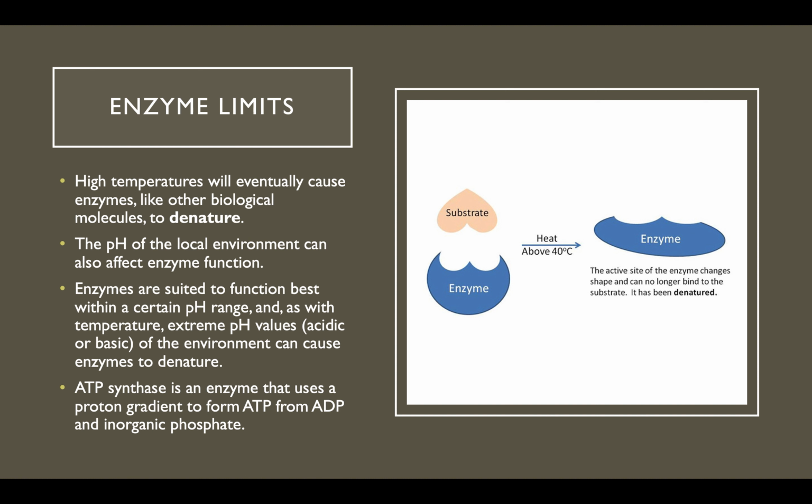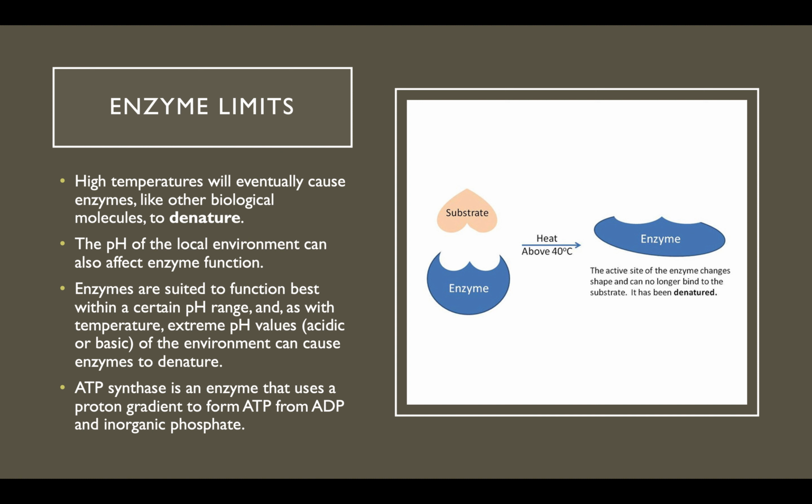The pH of the local environment can also affect the enzyme, either positively or negatively. If they're at a neutral, happy pH for the portion of our body they need to be in, they work well. If it's the stomach, it needs to be at about 2, but if it's somewhere else within our body, it could be 7 or even 8 or 9. So enzymes are suited to function best within a certain pH range. And as with temperature, extreme values, whether an acidic or basic environment, can cause enzymes to denature or break down.